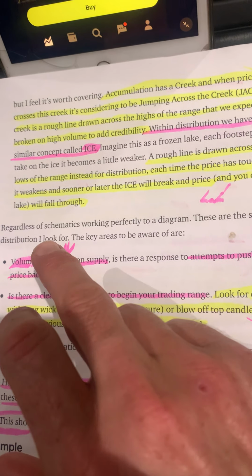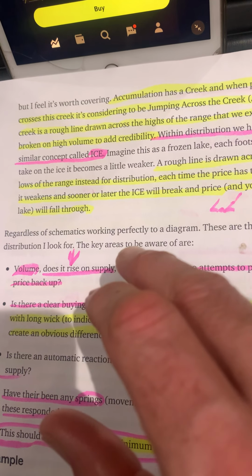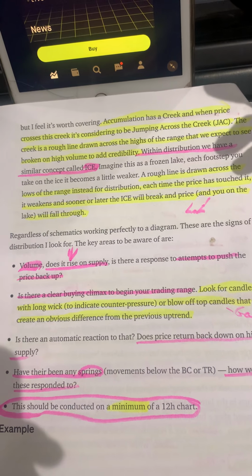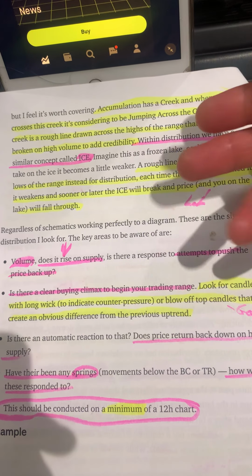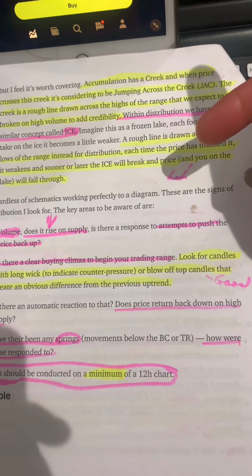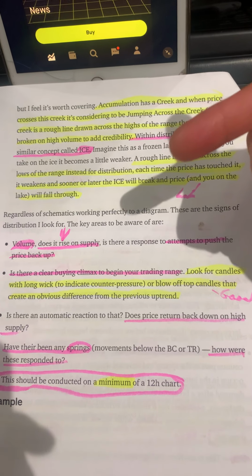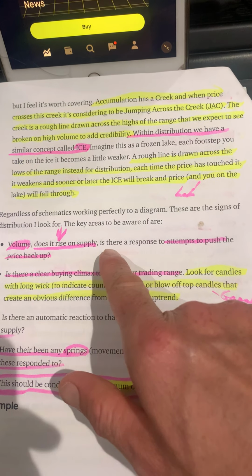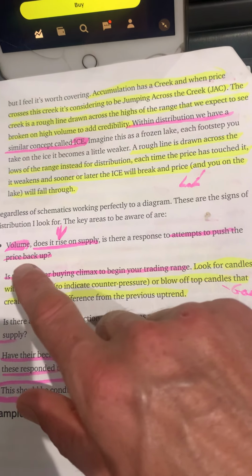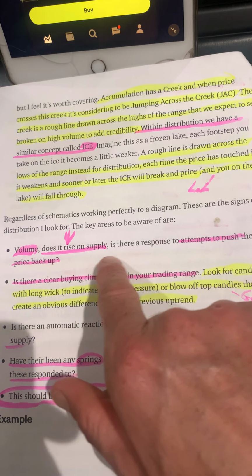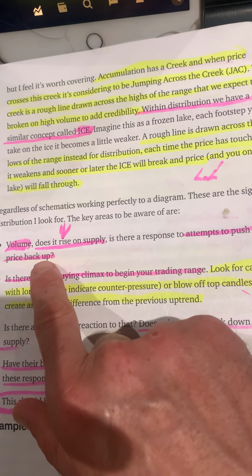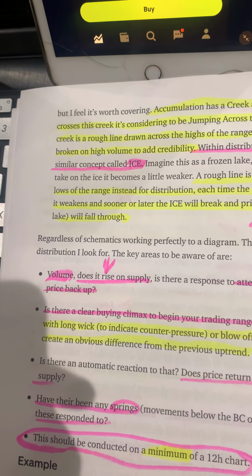Regardless of schematics, though, which almost never work perfectly like a diagram, these are the signs of distribution I look for. Not me, but the person that wrote this. These are the key areas to be aware of, so pay attention. Volume does not rise on supply. Is there a response to the attempts to push the price back up? If not, then maybe a good thing or a bad thing is going on.